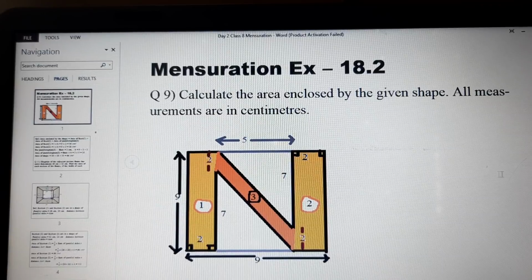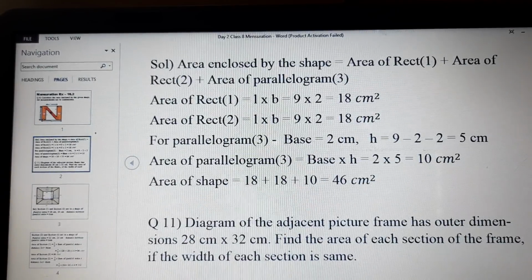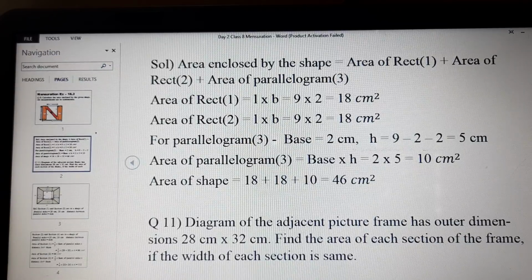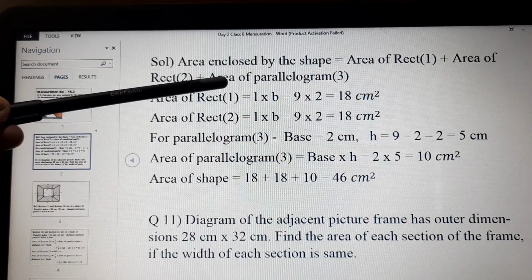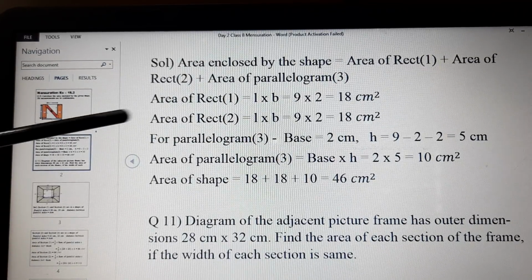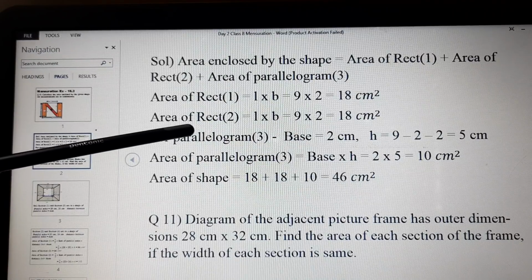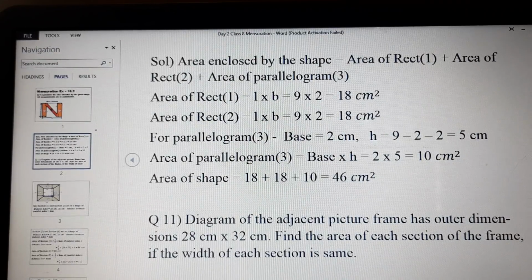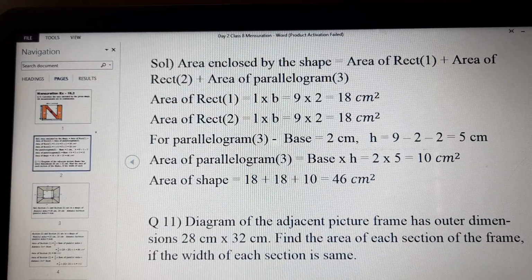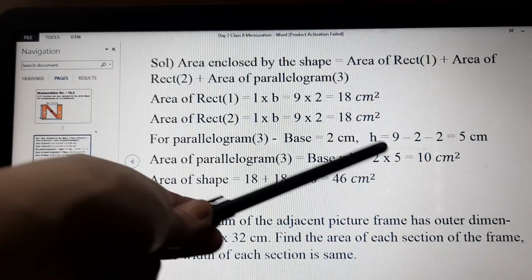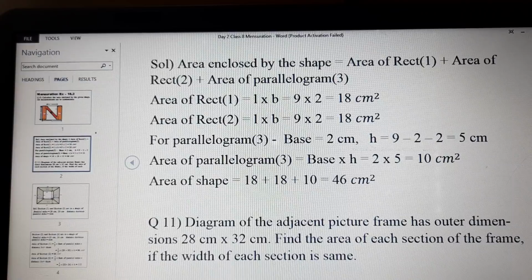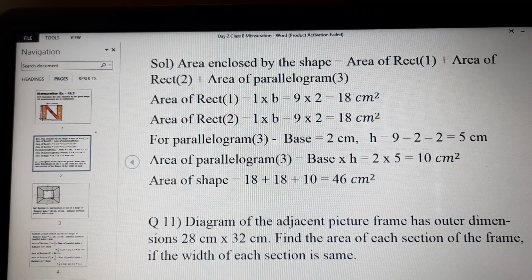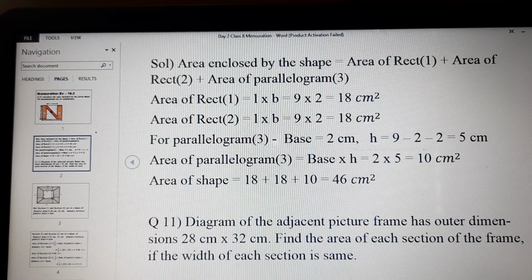So 5 into 2. So let us see how we have written. Area enclosed by the shape is equal to area of rectangle number 1 plus area of rectangle number 2 plus area of parallelogram 3. Area of rectangle L into B, 9 into 2, 18. And for the parallelogram, base is 2 centimeter, height is 5 centimeter. I have shown here 9 minus 2 minus 2. So base into height, it becomes 10 centimeter square. If we add all three, it becomes 46 centimeter square. Clear?